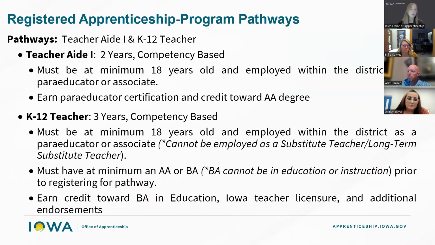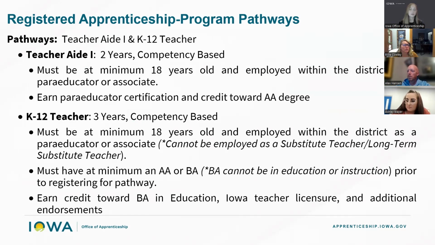The TPRA program has two apprenticeship pathways. The first pathway is a teacher aide program, which is an estimated 2 years competency based. Eligible candidates need to be at least 18 years old and employed within the district as a paraeducator or an associate. In this pathway, candidates can earn the paraeducator certification and also credit towards an associate's degree.